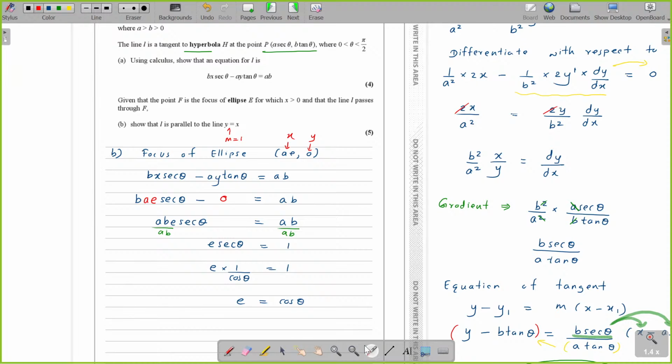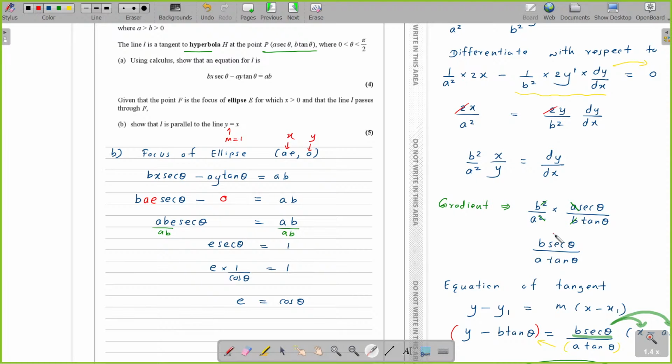Now I already got one relationship here. Cos theta is going to be e. Okay. What else can we do? We need to work out this value, right? b sec theta over a tan theta. Now the thing is, you have an unknown value b here. Things need to cancel out, isn't it? We need things to cancel out in order to get 1 here. So what I mainly need is some kind of relationship to cancel out b and a, because I can't have b and a here. I need to remove it.